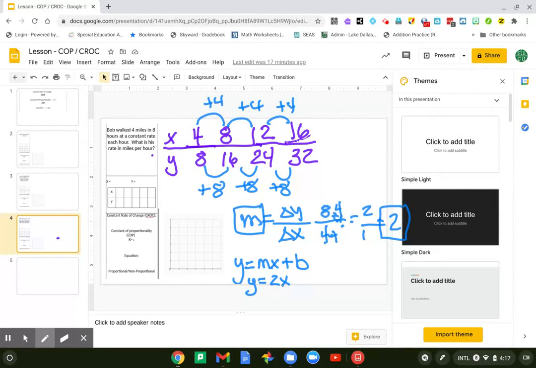And then this is another logical one. If he doesn't walk at all, how many hours is that going to take him? It would be 0. So this is a constant of proportionality. It goes through 0, 0. It does not cross the y-axis. So when x is 0, y is 0, so that makes it a constant of proportionality, which means that it's proportional. Your equation is y equals 2x. It's got a constant rate of change of 2, and you could fill in that table, which we did right up here.